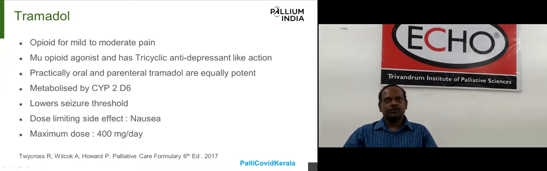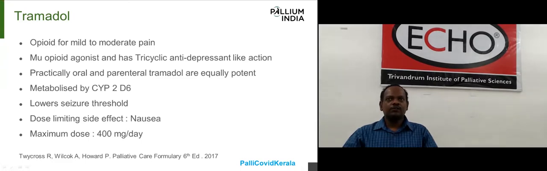Tramadol is an opioid which is used to treat mild to moderate pain. Tramadol has a dual mechanism of action. It acts like any other opioid, that is, it acts on the opioid receptor. And it has another action like a tricyclic antidepressant. It inhibits the reuptake of noradrenaline and serotonin.